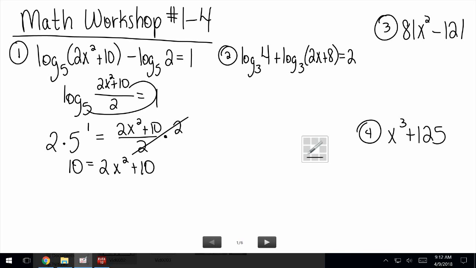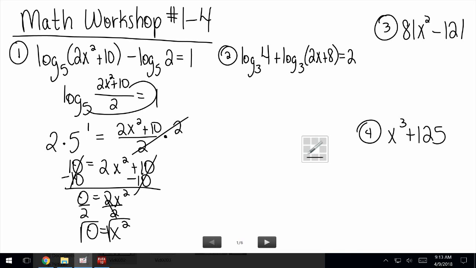Alright, now you got a power. Anytime you got a power, you want to move everything to one side. So we're going to subtract that 10. And they both cancel. So how do you get rid of the 2? Divide. There you go. What's 0 divided by 2? 0. What's the opposite of a square? Square root. There you go. And the square root of 0 is still 0.